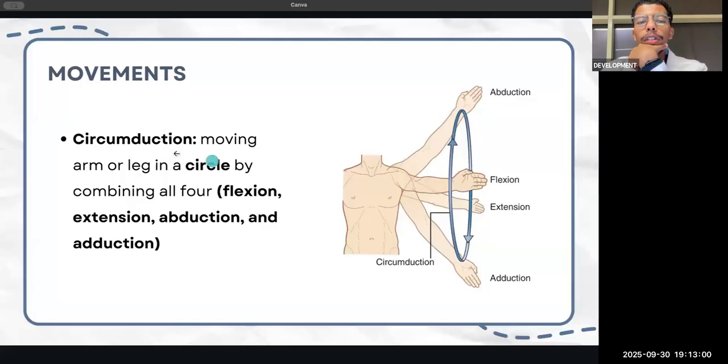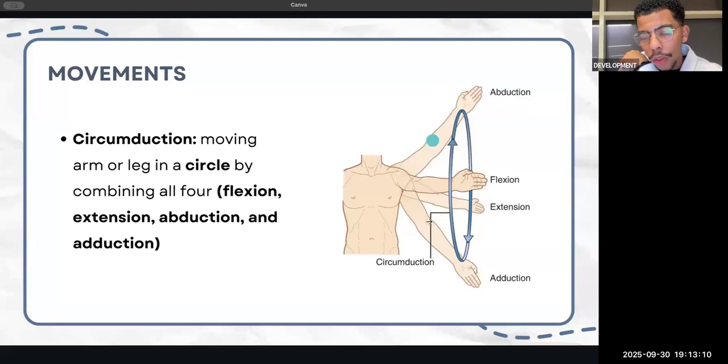And then we have circumduction. Now, circumduction is a mix of all abduction, adduction, flexion, and extension to move your arm in a circle. Okay. Now, can you guys see here? He's moving his arm in a circle. And to do that, he's abducting and adducting, also flexing and extending at the same time. Okay. So in a circle, from their name, circle, circumduction.